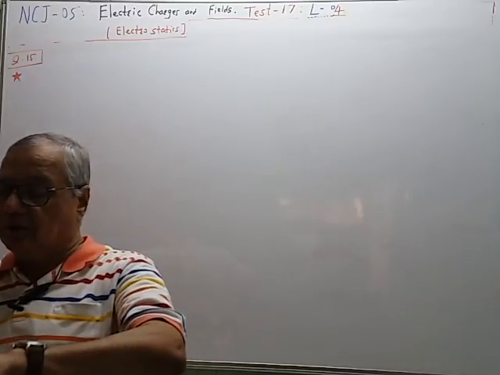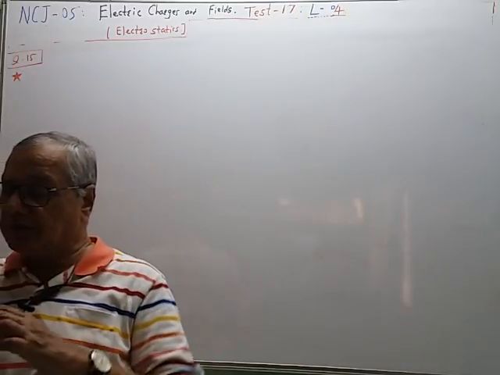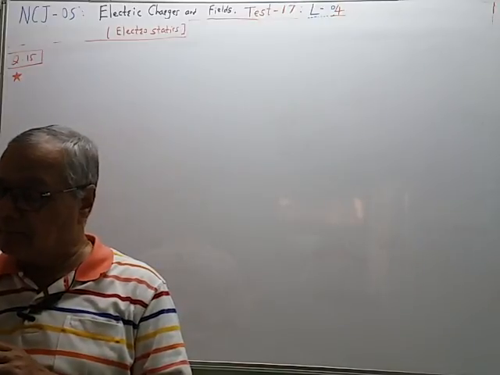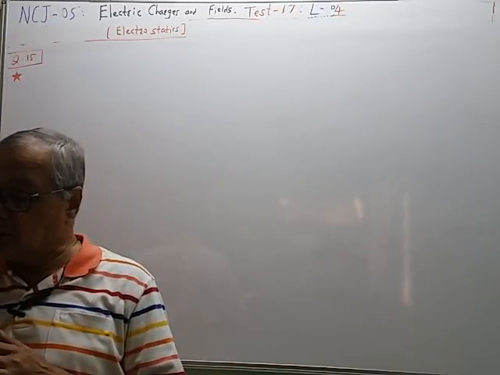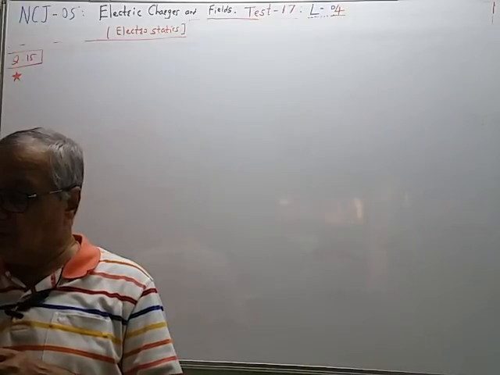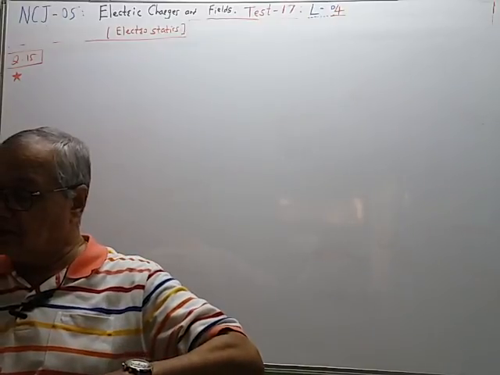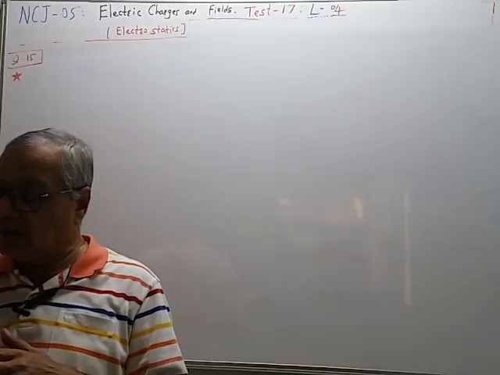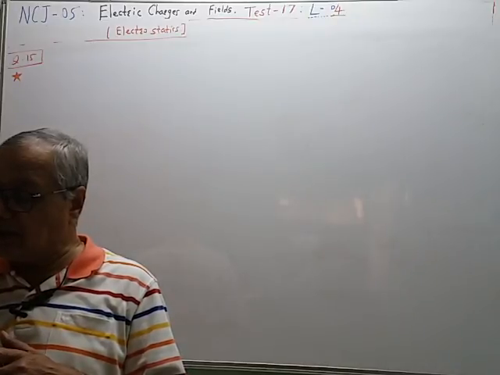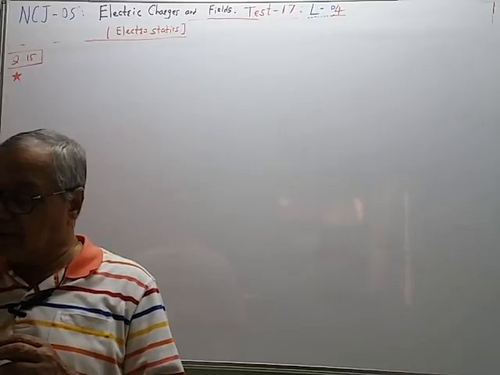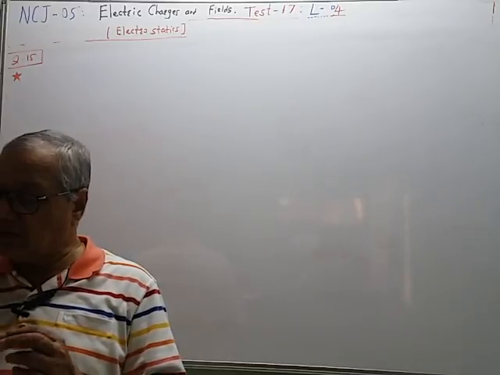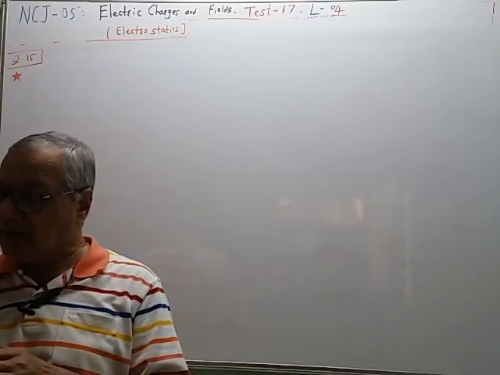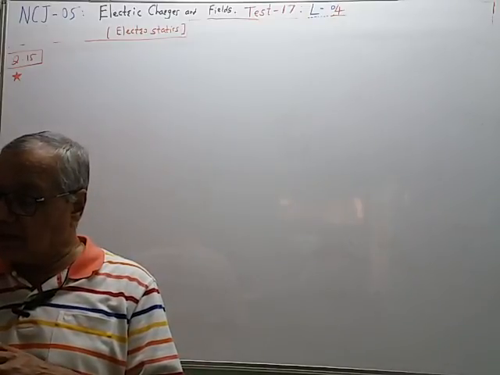So remember that process. A solid sphere of radius capital R has a charge Q distributed in its volume with a charge density rho equal to K into r raised to A, where K and A are constants and r is the distance from the center. If the electric field at r equal to R by 2 is 1 by 8 times that at R, find the value of A.